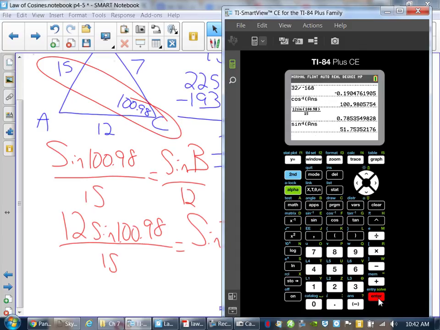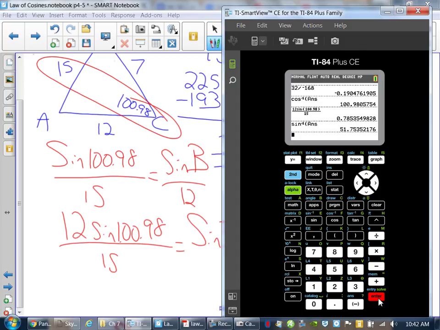And you get 51.75. Wait, so how do we find it? You have two angles? Yeah, so you just subtract from 180. What's nice then, once you have two angles, the third angle is super easy to find. You just subtract out from 180.